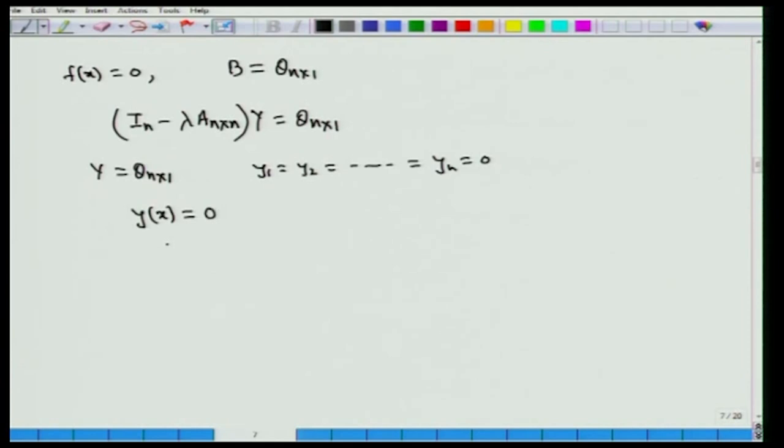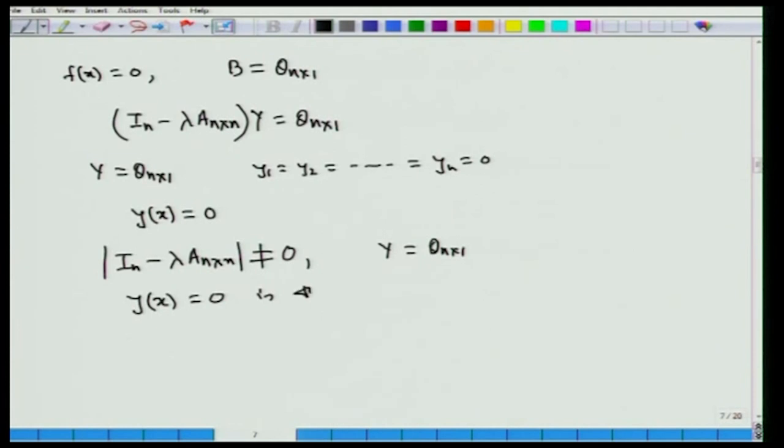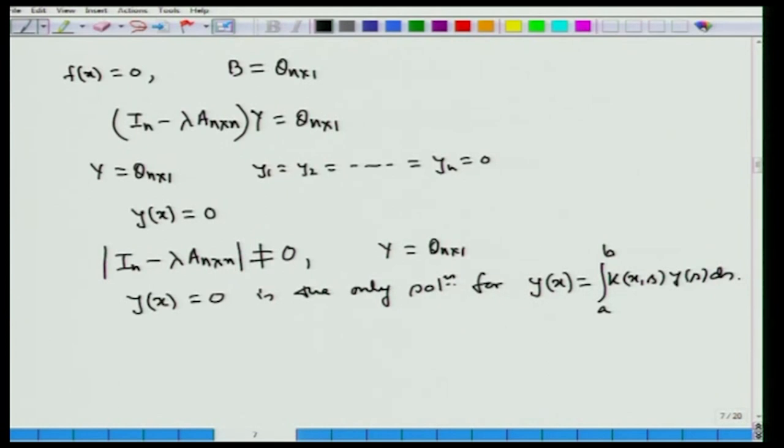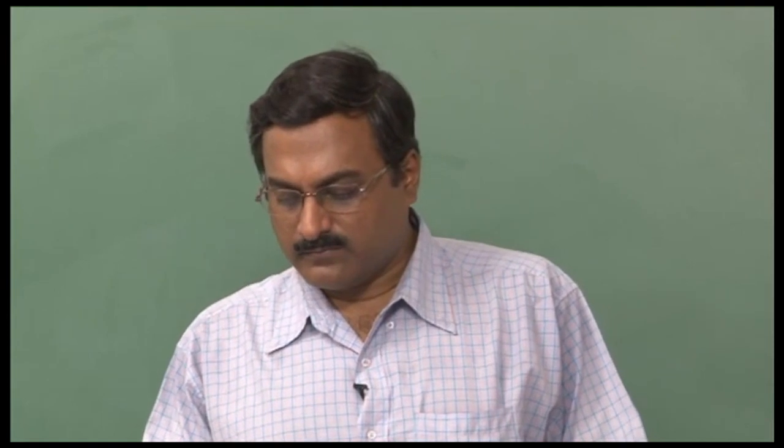Now, if the determinant of I_n − λ A_n×n is not equal to 0, then the unique solution for this homogeneous system of linear equations is y = θ_n×1. And therefore, you can verify that y(x) = 0 is the only solution for this integral equation y(x) = ∫ from a to b k(x,s) y(s) ds. So, this is the unique solution, which is identically equal to 0. Therefore, this homogeneous Fredholm integral equation admits only the trivial solution.